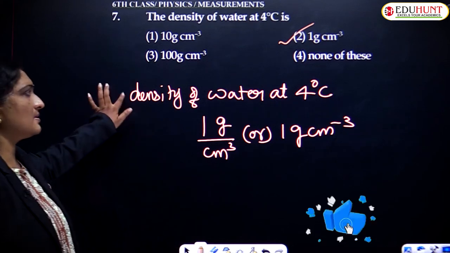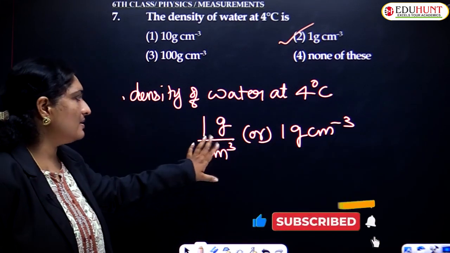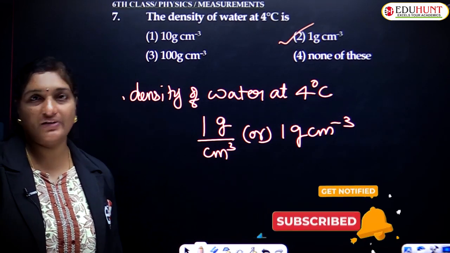Children, you need to remember this. The density of water at 4 degrees Celsius always remains at the value of 1 gram per centimeter cube. It is a fixed value. Okay.